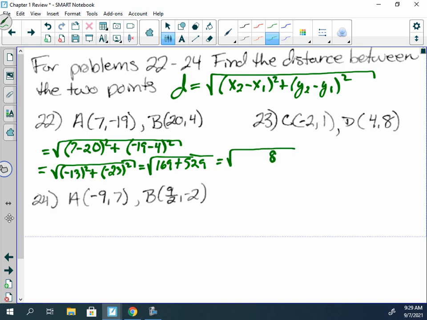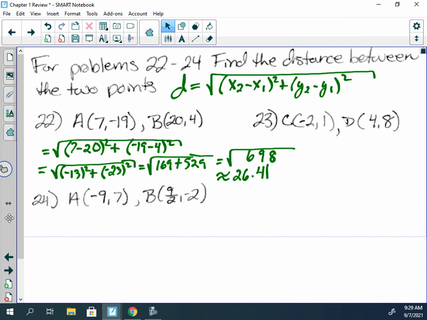Square root 8, carry the 1. 698, and I think it stays there. Because I think it should say square root of 698 or 26, and then approximately 26.41. I will take either one.